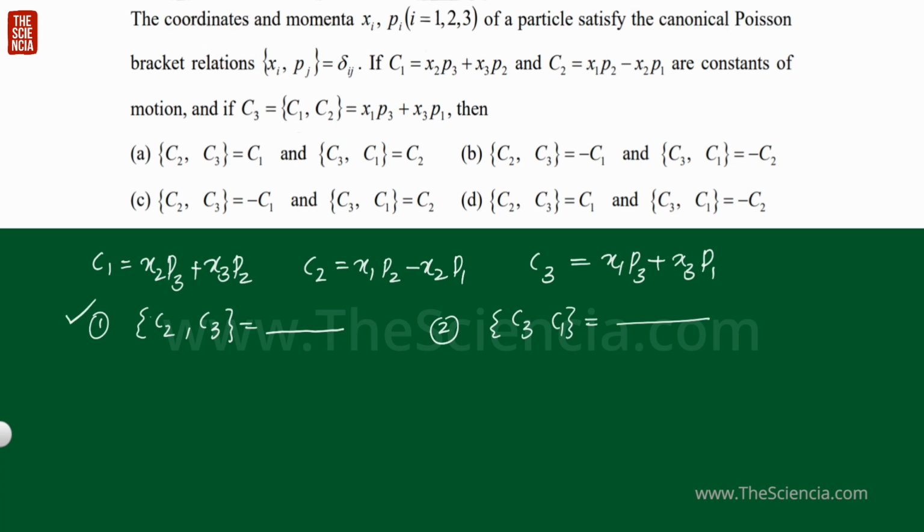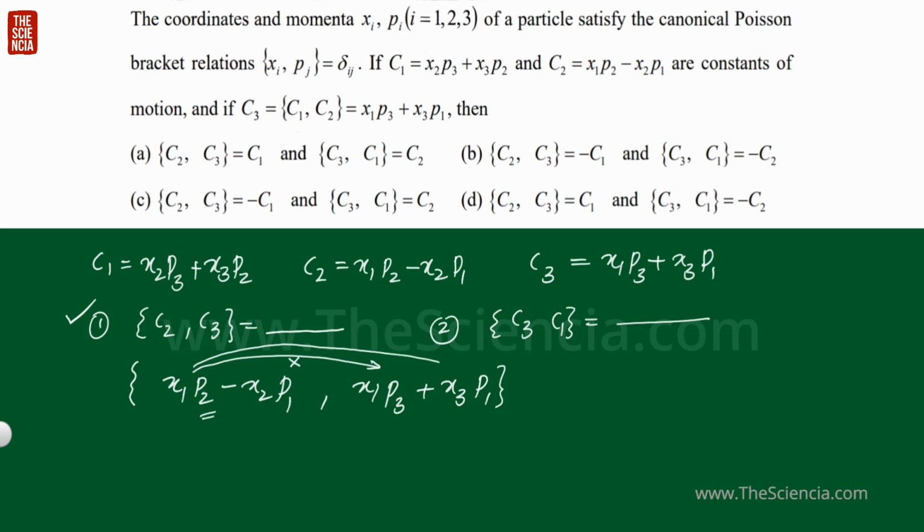So first we have to solve this one, that is C2 C3. So what is C2 C3? We can write this, that is C2 is x1 p2 minus x2 p1 comma C3 is x1 p3 plus x3 p1. Take this term and first make a combination with this one. See, here the x1 term is there and here there is no corresponding conjugate momentum, that is p1 term is not there, and here the p2 term is there but no x2 term. So this term will not contribute to the Poisson bracket, that is the value of the Poisson bracket of these terms will be 0. Now take another combination, that is this one and these two.